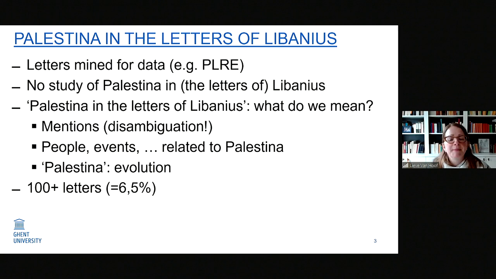And for this paper, I have taken a maximalist view, so every letter of which we know in one way or another that it was sent to or relates to Palestina in the largest sense, including the south, the Negev, I have included in this analysis that I will present to you today. And if you do that, we end up with about 100 letters that deal with Palestina in some way or other, so that are either sent there or talk about it or are given to people from Palestina who travel elsewhere, as we will see, very important for the theme of mobility. So a bit more than 100 letters, which means that no less than 6.5% of the letters of Libanius are to do with Palestina.